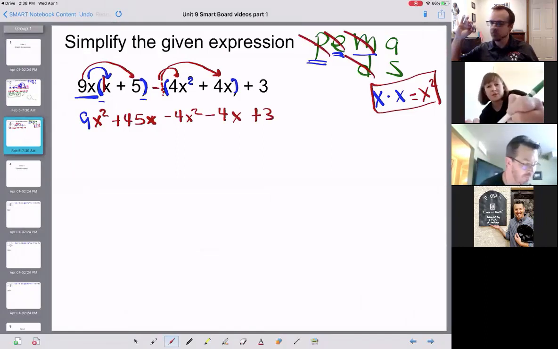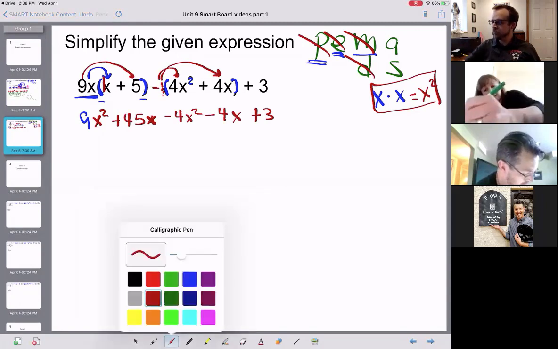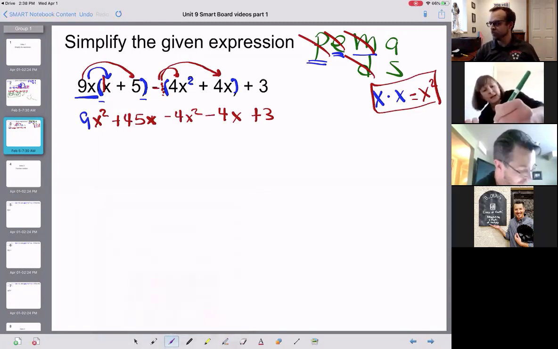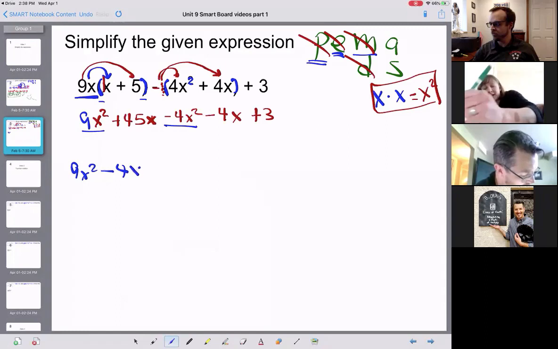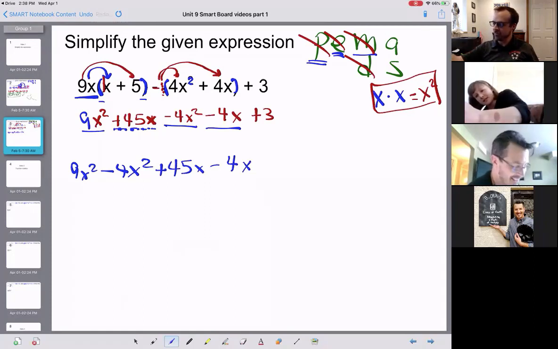We had no division, so it's time to look at addition and subtraction. And it's time to put our terms in order. Remember, we want the terms with the variable and the exponent first. So we'll have 9x squared minus 4x squared. Then we'll have our minus 4x. It has a variable, but no exponents. And last, we'll have our 45x. Sorry, 45x, my tiny whiteboard lied. Last, we'll have our constant plus 3.